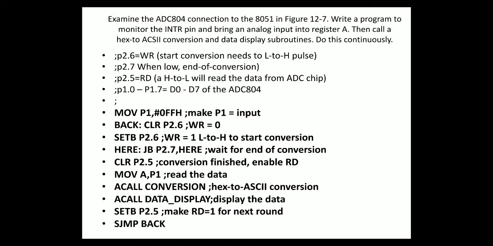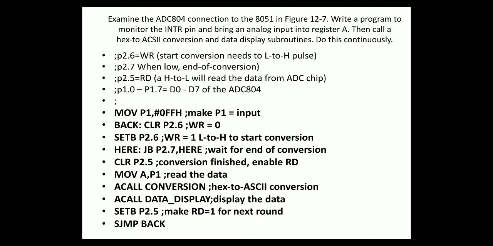WR needs a low to high pulse. So in my program I need to generate a low to high pulse for WR, which is connected to pin P2.6. Similarly, 2.7 is INTR, which going low means the end of the conversion. So two important things: the start of conversion is indicated by WR, and the end of conversion is indicated by a low on the INTR pin. Pin 2.5 is called RD. This needs a high to low pulse to read the data from the ADC.